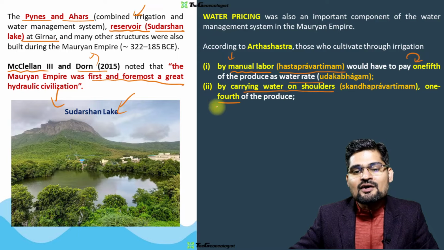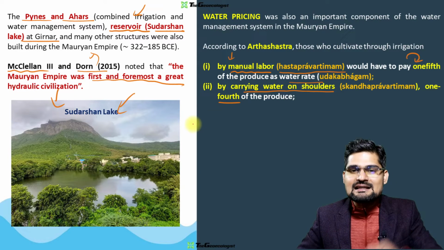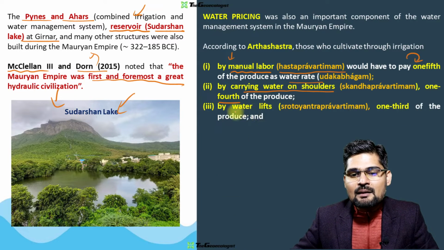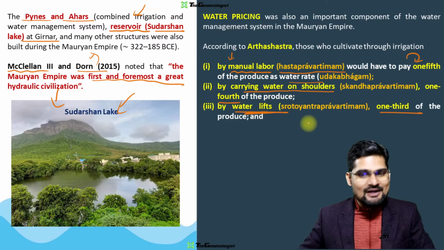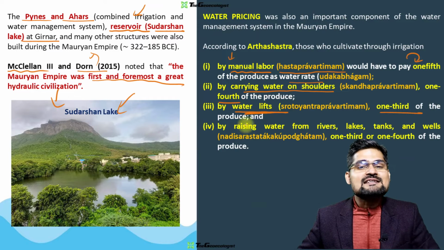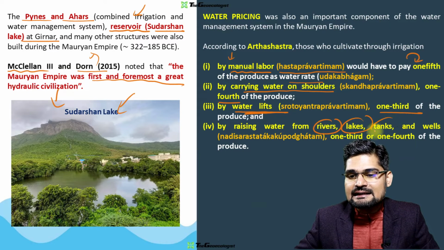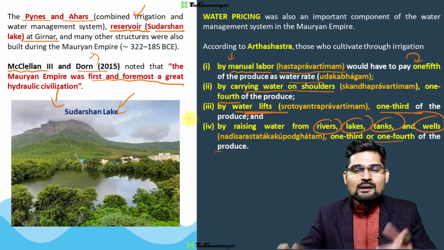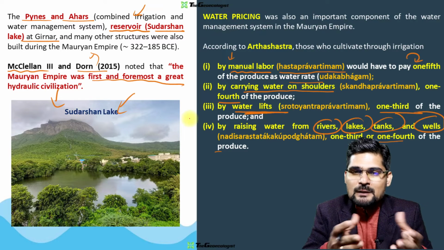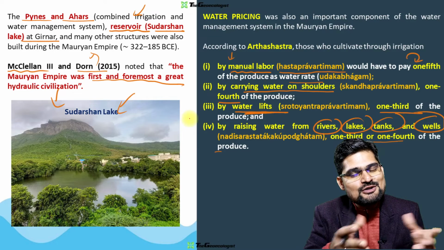Then you have to give 1/4 of your produce as tax. If you're carrying it by water lifts, and here is very important, 1/3 of the produce you have to give. And if you're raising water from a river, lake, tank, or well, 1/3 or 1/4 of the produce has to be given. Look at these water pricing systems. Could it be without the knowledge of hydrology or hydrological science?